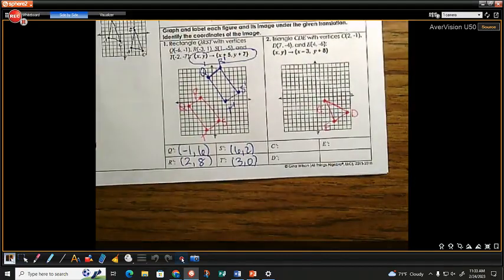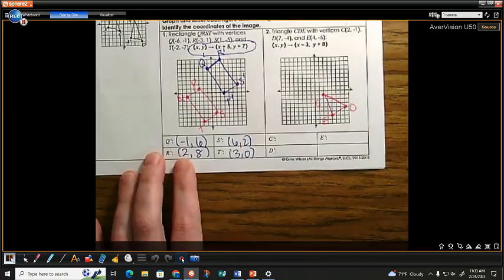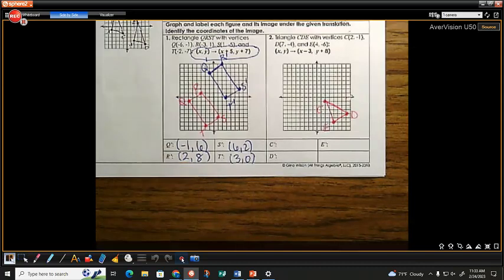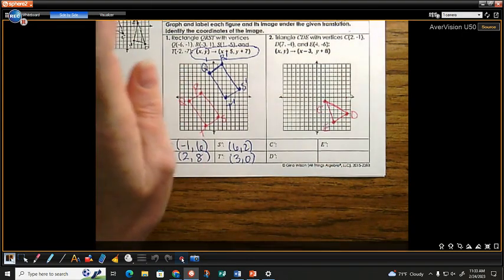Could I have named this triangle EDC? Yes, but then when you name the image, you have to do the image letters in the same order, just like we did with the triangles in our congruency and similarity unit. So just watch out for that. Most of you are going to do that by instinct, but I have to warn you anyway.